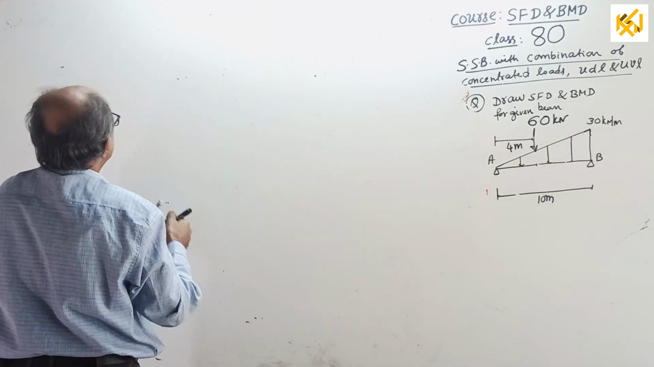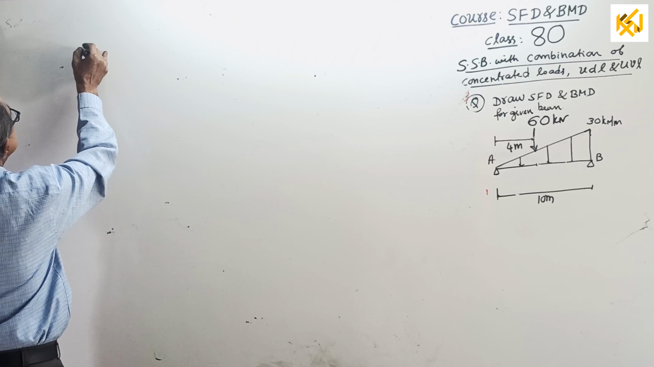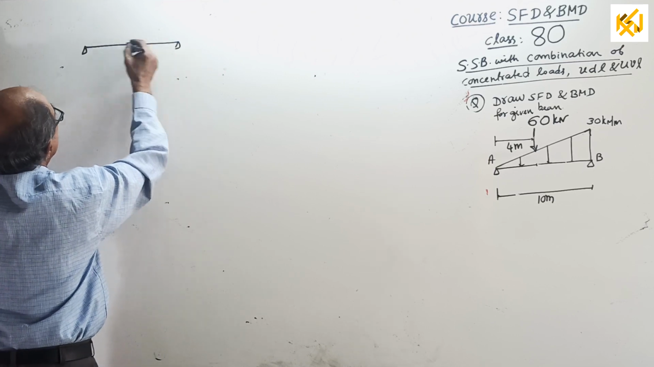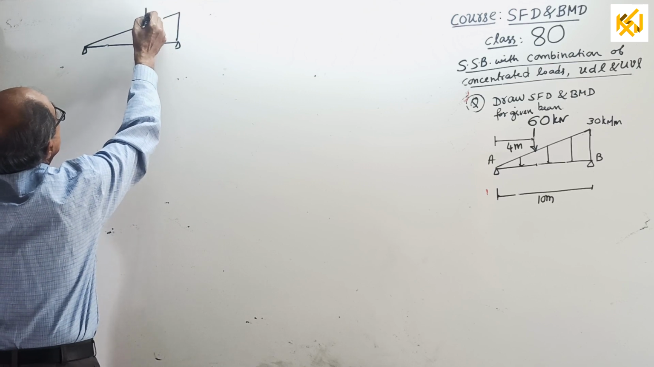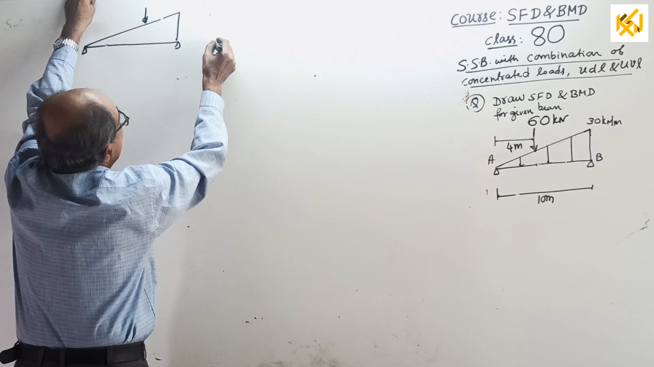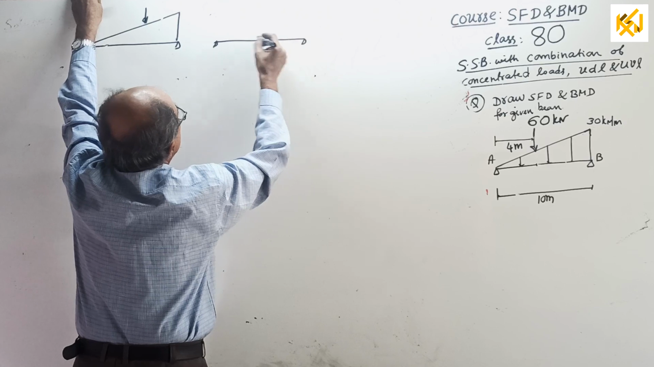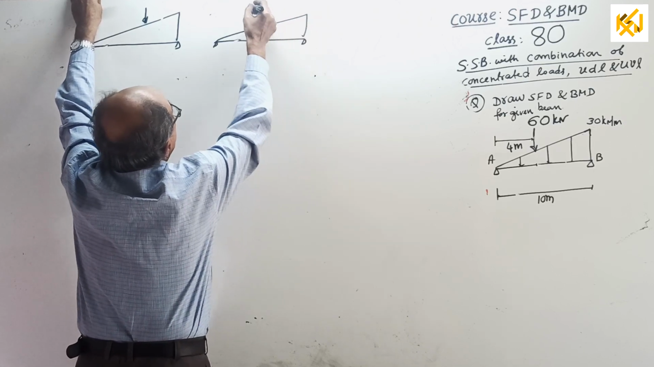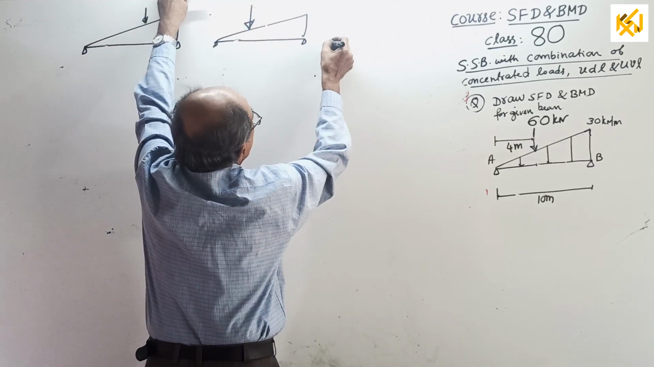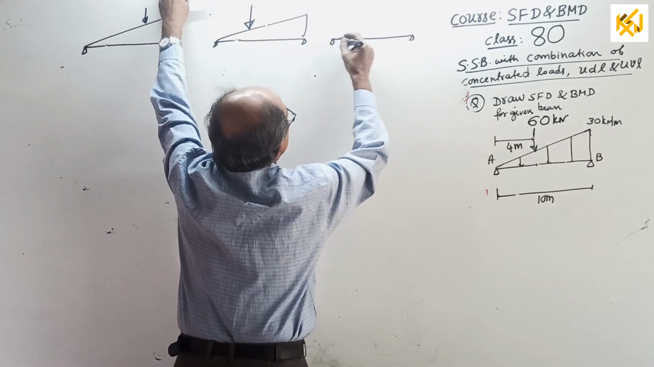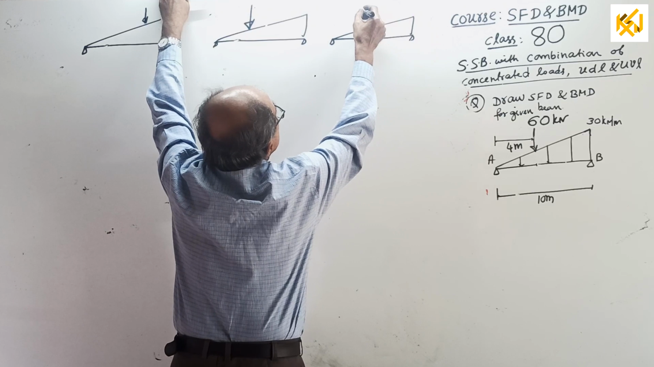Our first question was this way. How much numerically, I am not putting. A load was somewhere near the support. The second question, which was solved last class, had a very heavy load here. I will put a heavy load. The question we just solved has a light load here.